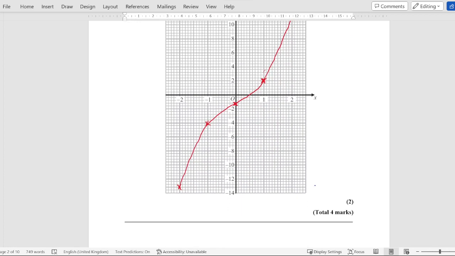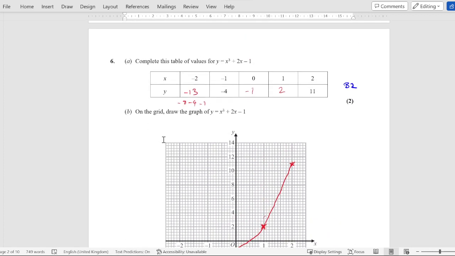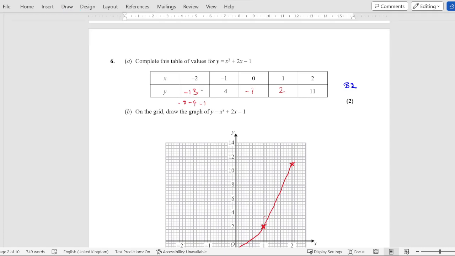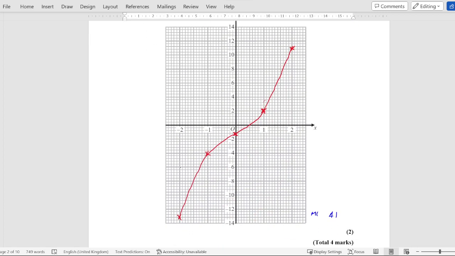And then again, it was an M1 for plotting the points correctly from your table, and an A1 for a complete graph. This is an awkward one because you can get a follow-through mark for this. So for example, just for the sake of explaining, say I'd worked this one out incorrectly and found it to be minus 4. I would get a B1 for the table, but if I'd plotted that correctly here and drawn the graph, I could still get the 2 marks. It's called a follow-through mark for your method.